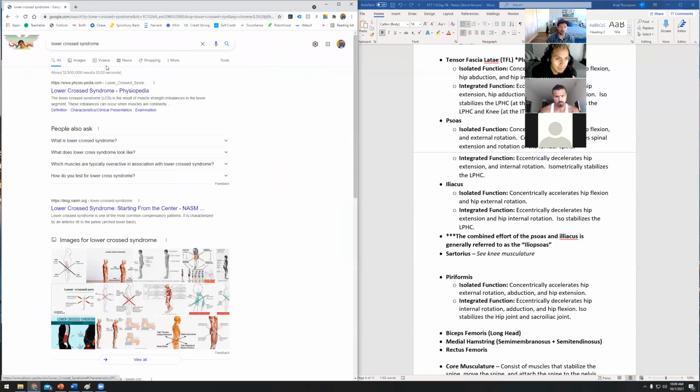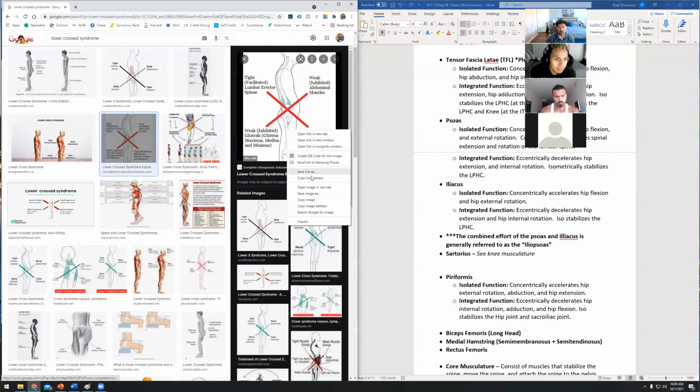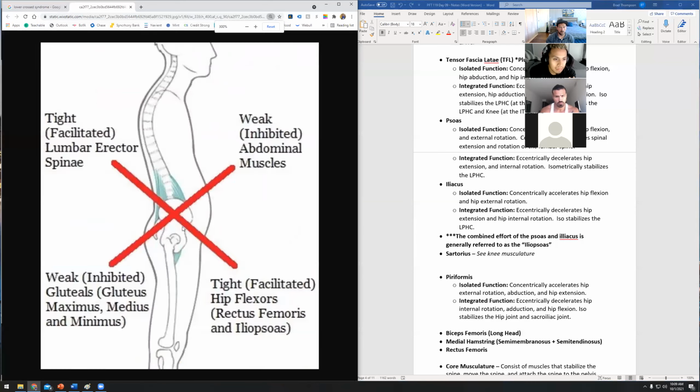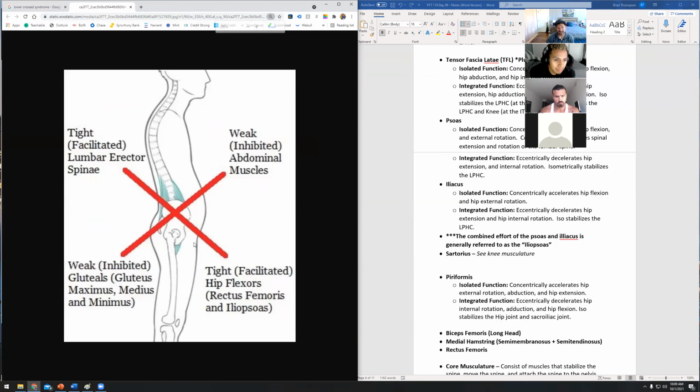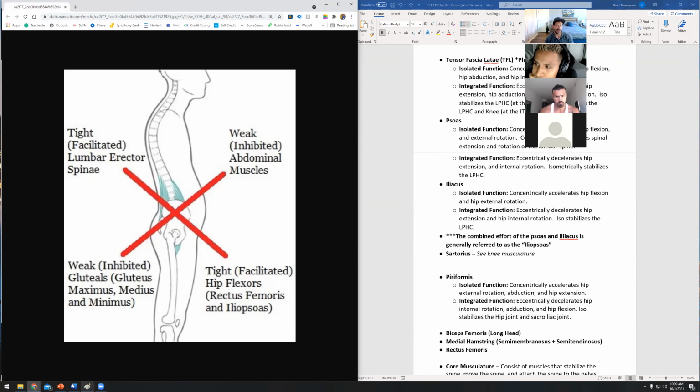lower crossed syndrome, right? Remember, that is an anterior pelvic tilt, which is caused by tight hip flexor muscles, okay? It's too much spinal extension and too much hip flexion, and not enough hip extension and not enough spinal flexion, right? So there it is. This muscle is doing both of those things. Therefore, it's one of our big bads.